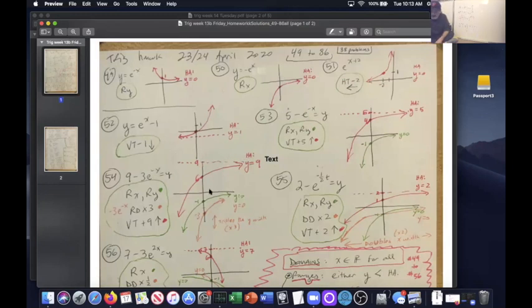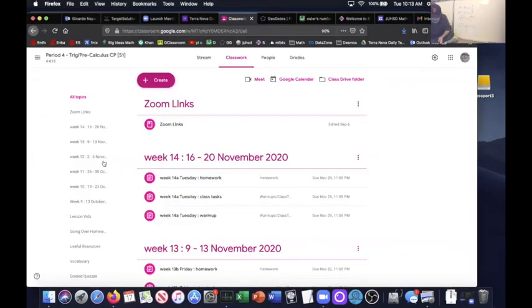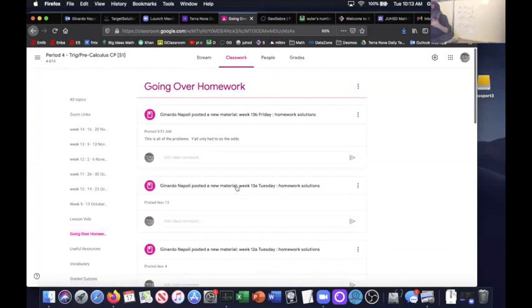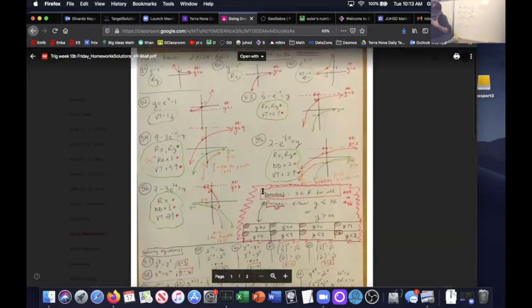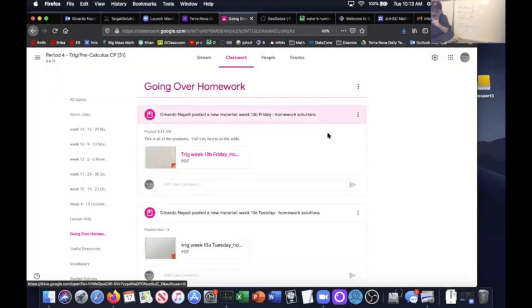Now, I tried to color code this so that you could see the changes after the transformations. Now, some of them, there weren't that many. But once you got down to 53, then there were a couple of transformations. Okay, so that's basically what you're looking at here. And I'm just going to double check. I do believe I gave this to you in the going over homework. Oh yeah, it looks like I did. Okay, so I did all of them, but you only had to do the odds.